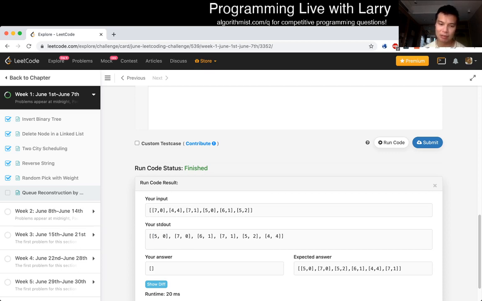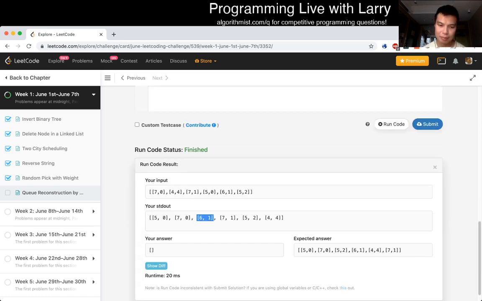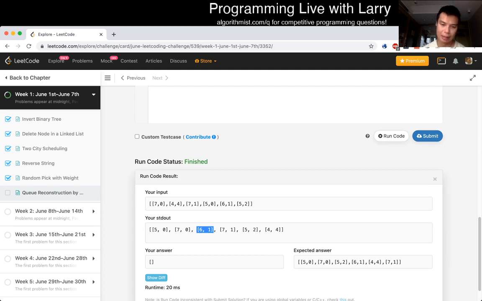And now let's process the 6, 1, right? So 6, 1 is in a good place. So is 7, 1. But then 5, 2 is the curious spot. Because 5, 2 is saying we want to put it in kind of like an insertion sort. We want to basically pop it off here, and then put the 5, 2 here, between the 7, 0 and the 6, 1, just by inserting in the right place.